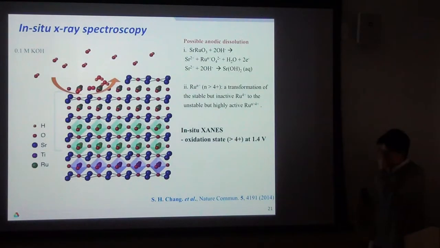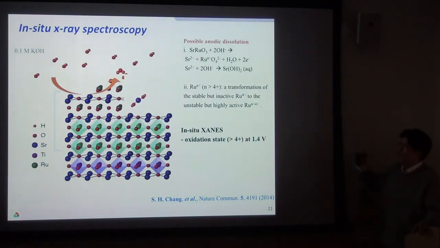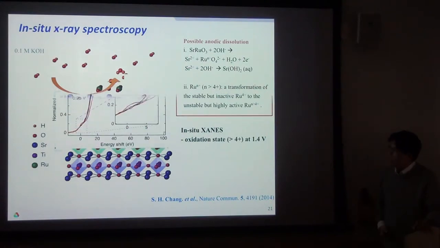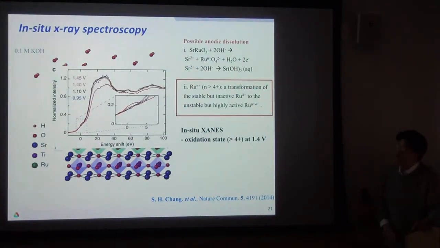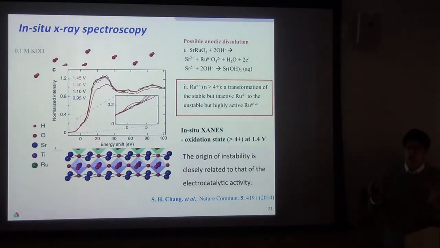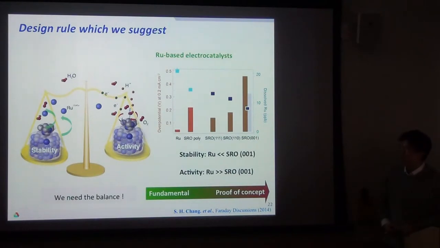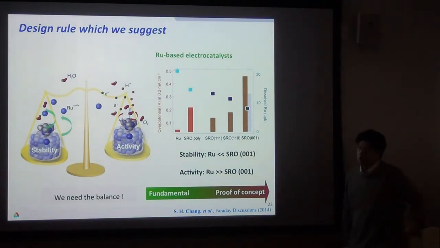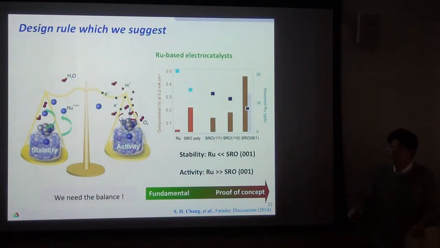So here is the thing. There were two scenarios. One is a strontium-driven dissolution process, and the other is a ruthenium-driven process. By using our in-situ spectroscopy, we determined the ruthenium-driven process is correct. What does it mean? The origin of the instability is closely related to the origin of the activity in the same material. So you need a balance between stability and activity. If you choose stability, then you lose some amount of activity. If you choose activity, then you can lose your stability. It's like our life. We have to choose between two things.